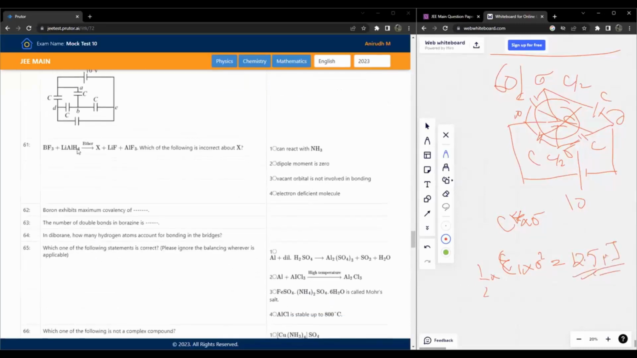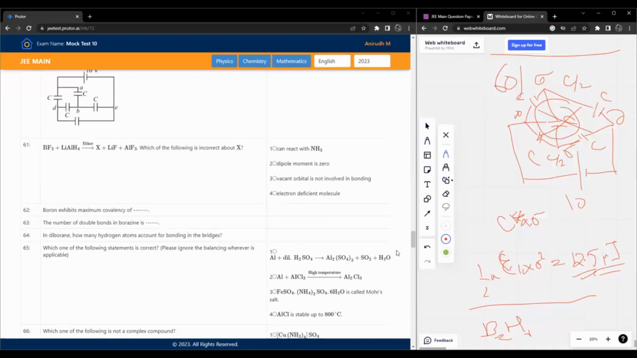Now, BF3 plus LiAlH4 gives X plus LiF plus AlF3, where X is basically B2H6, right? Having identified B2H6, which of the following is incorrect? It can react with NH3, that's correct. Its dipole moment is 0, that's correct. Vacant orbital is not involved in bonding, that's wrong. And it's electron deficient. So 3 is correct. Boron exhibits a maximum covalency of 4.